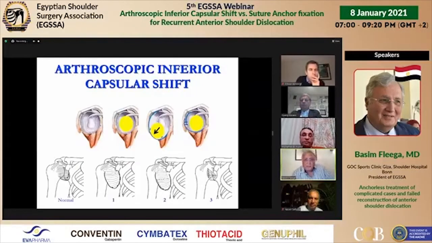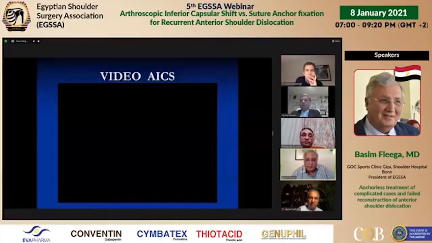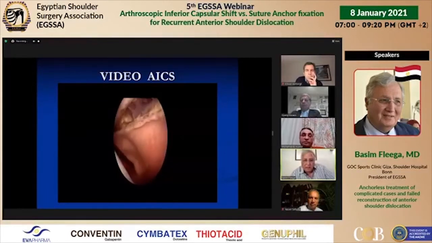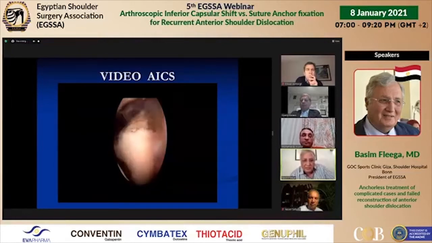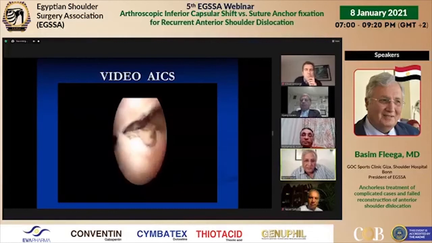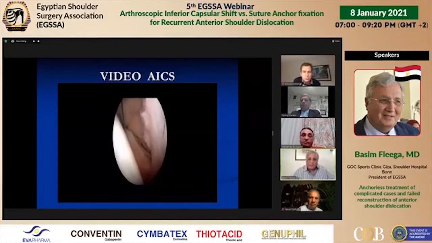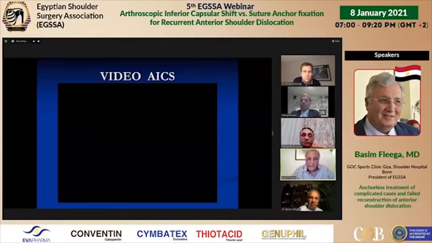The arthroscopic inferior capsular shift, as said before, was used in the late 90s. It is an arthroscopic treatment simulating the inferior capsular shift described by Neer. It's done by making a horizontal incision between the inferior and the middle glenohumeral ligament, then a vertical incision, and then pushing a suture through the flap and pulling the flap upwards and shortening and doubling the anterior capsule.